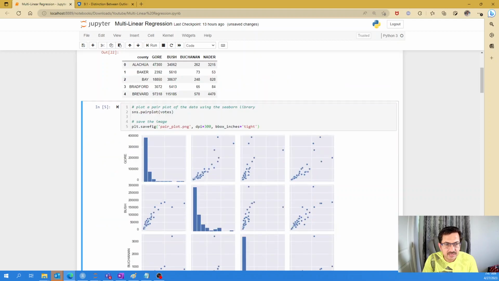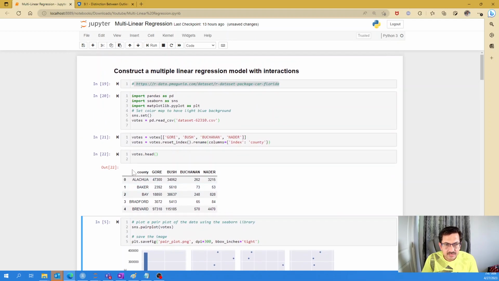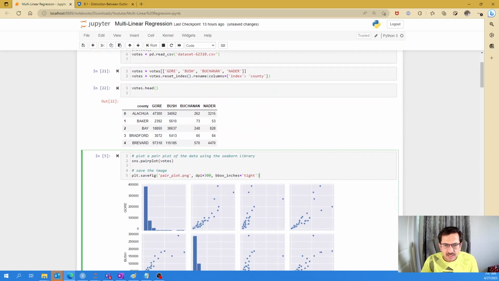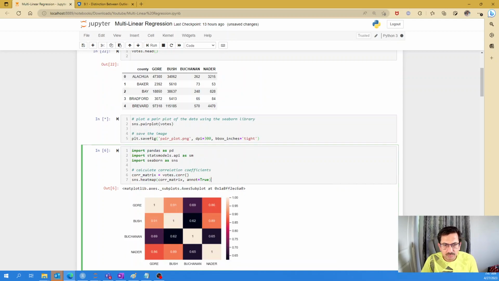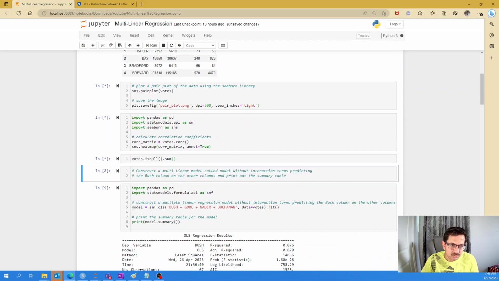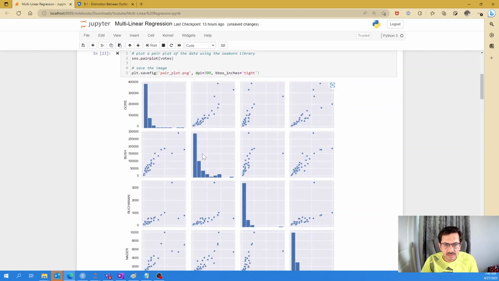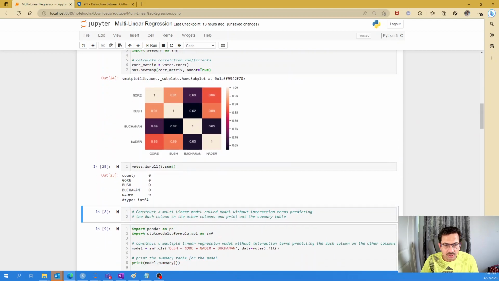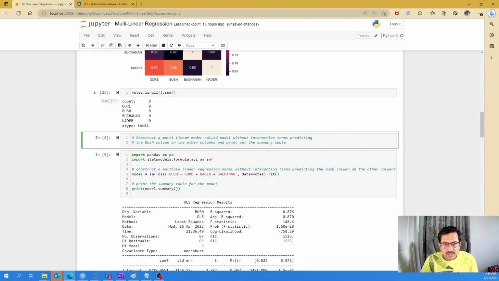At a high level, these are the features. You have the county, the different presidents' names, and the corresponding votes they got. For today's work we really don't need this pair plot, but I just show you how to build the pair plot and your correlation matrix. Just make sure that there are no null values. With these you can understand the correlation and all those things. Cool. Let's start the actual work.